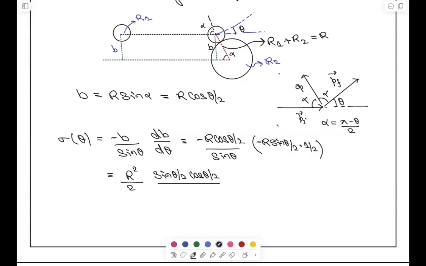Sir, this will cancel with the 2 times. Yes. It is coming out to be sigma equals R square by 4, and again R1 plus R2 whole square by 4. You can see what I told you in the beginning, that it is coming out to be a constant geometrical parameter.